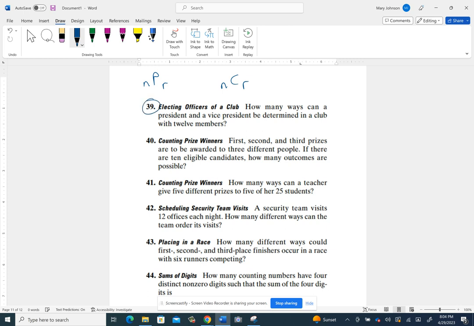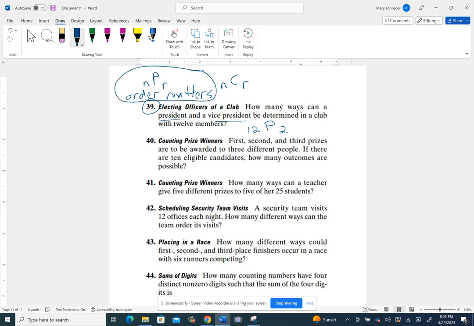So looking at 39, we're trying to elect officers of a club. How many ways can a president and vice president be determined in a club with 12 members? So there's 2 offices, and there's 12 people. So we know we're going to choose 2 from the 12. And because of a president and a vice president, order matters. So, darn it, order matters, and so we're going to use a P for that. When order matters, first, second, third, president, vice president, treasurer, that's P.